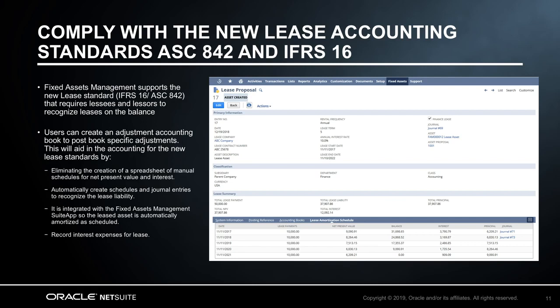NetSuite adds the ability for companies to comply with the new lease accounting standard ASC 842 and IFRS 16. The 19.1 feature introduces a new record called Lease Proposal. This stores the lease information, including lease company, lease contract number, lease term, start and end date of the lease, as well as if it is a finance or capital lease.